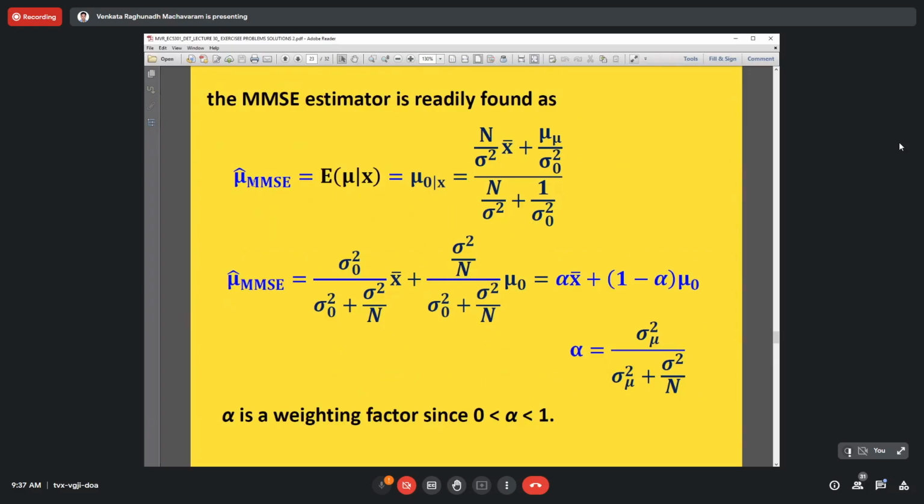So the minimum mean square estimator is the expectation of this. It comes into this form. Therefore, you can expand this function and it comes to this particular format. This is what you saw earlier: one function of the observed data, and a second function independent of the observed data, represented by alpha. So alpha is a weighting factor. This is sigma mu squared by sigma: the variance of mu, that is your mean, and the variance of noise divided by n.